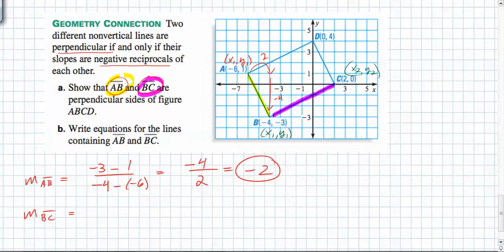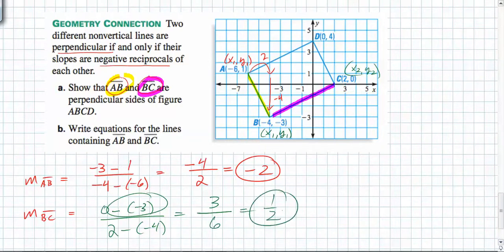So in this case, it's going to be 0 minus negative 3 over 2 minus negative 4. Subtracting a negative 3 is going to be positive 3. 2 minus negative 4 is 2 plus 4, so that's 6. So that's 1/2. So the slope there, we think, is 1/2. And we think the slope on the other one is negative 2.